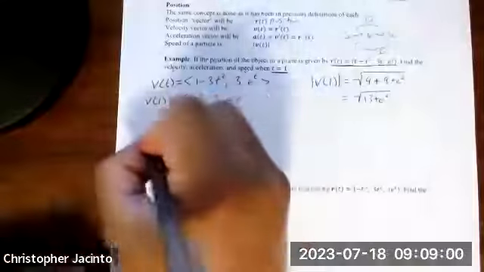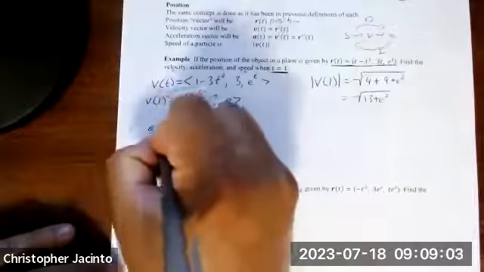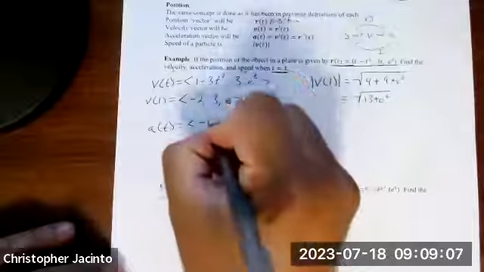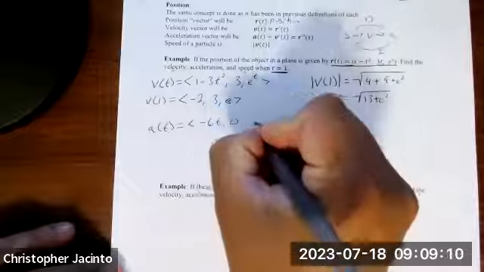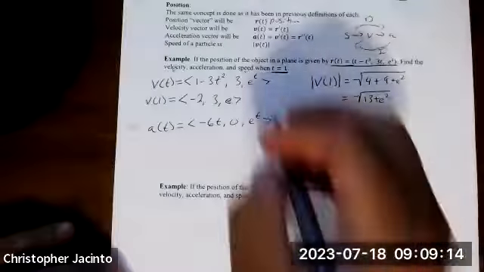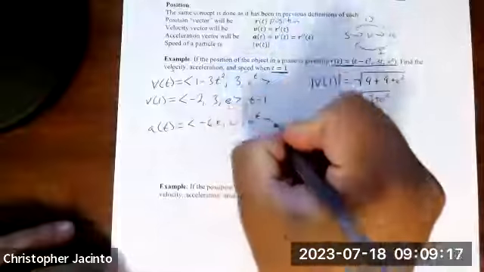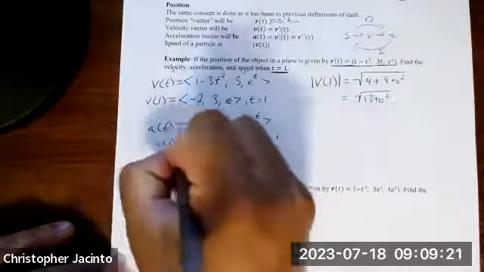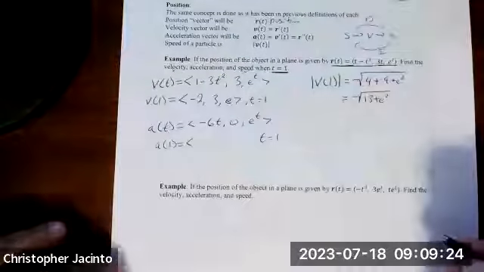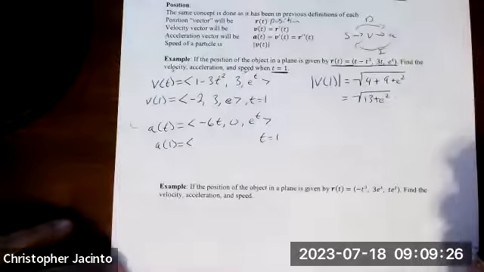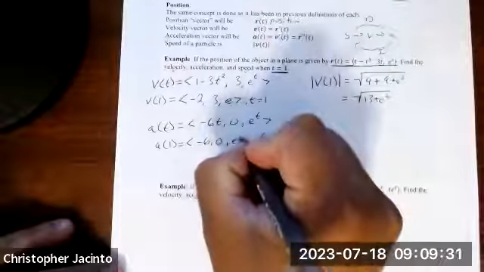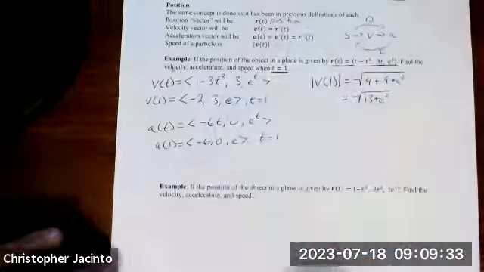Remember, acceleration is just the derivative of this, so we just take the double derivative of this value here. It's going to be negative 6t, 0, and again, e to the t. So this is when t equals 1, so now we plug in t equals 1. Our acceleration vector at t equals 1 for this object is equal to negative 6, 0, and again, e.